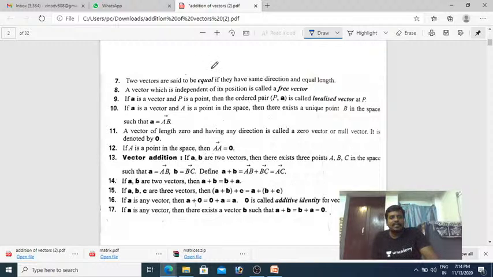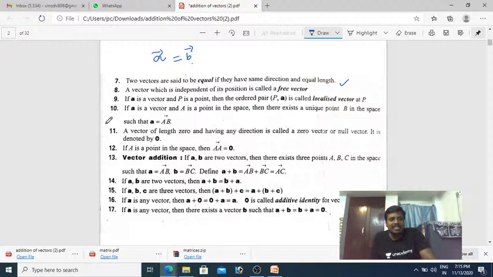Two vectors are said to be equal if they have the same direction and equal length. Vector A goes to the positive side and B also goes to the positive side. A has some length and B also has some length. Those lengths are equal, then these two vectors are equal. A bar equals B bar.